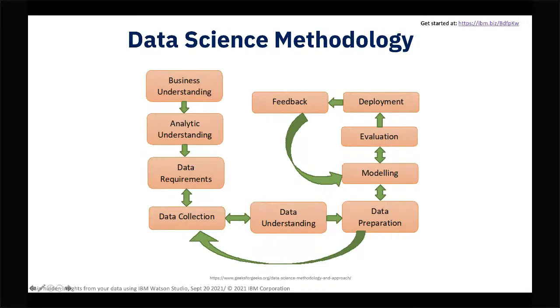As you can see, this is an iterative process. So if at the data preparation phase, or even at the data understanding phase, we determine that the data that we have collected is not representative of the problem that we are supposed to be solving, then we go back and do this phase again. So on a high level, this is the entire cycle of the data science methodology.